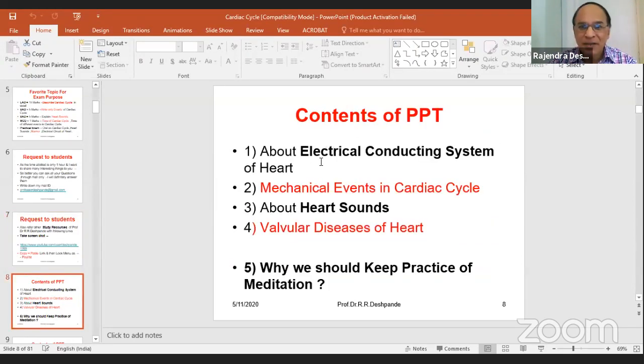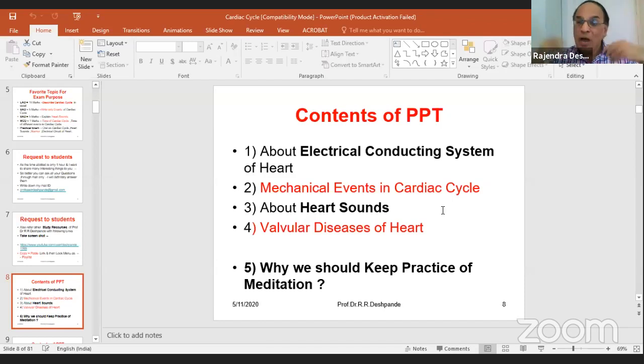Contents of this PPT: electrical conducting system of the heart, mechanical events in the cardiac cycle, pumping, contraction, relaxation. My lecture will be in two languages, Marathi and English. My lecture is intended for average students. Each and every student of the 100 attending this lecture must be happy.